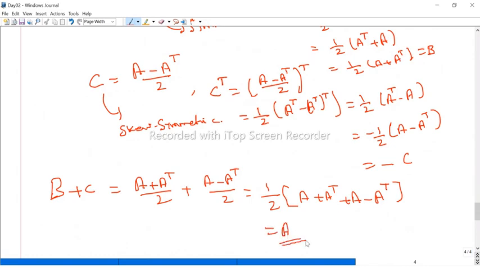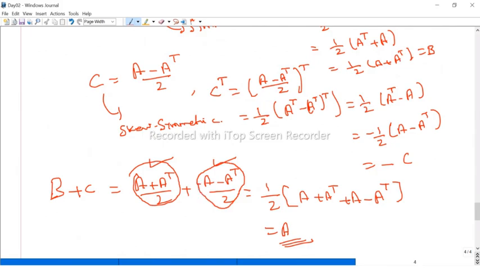Therefore the matrix A can be written as the sum of two matrices. One matrix is a symmetric matrix, another matrix is a skew symmetric matrix. Okay, so this is very important. Any square matrix is a sum of a symmetric matrix and a skew symmetric matrix. So this part is the symmetric part of A and this part is called the skew symmetric part of A, because every A has two parts.